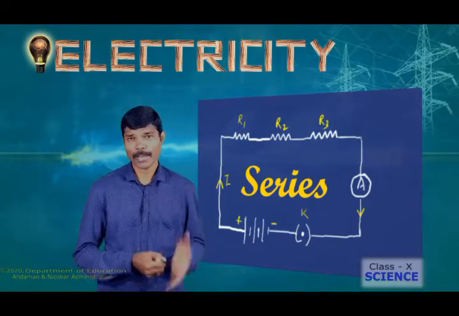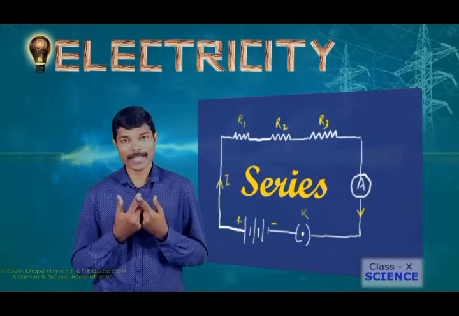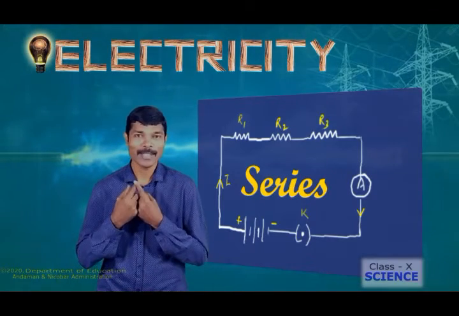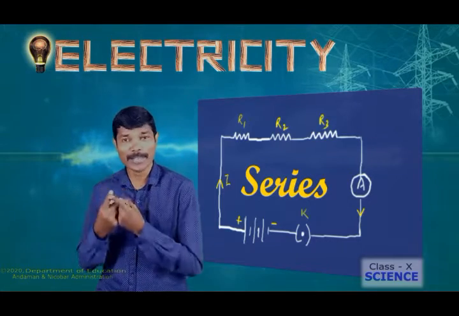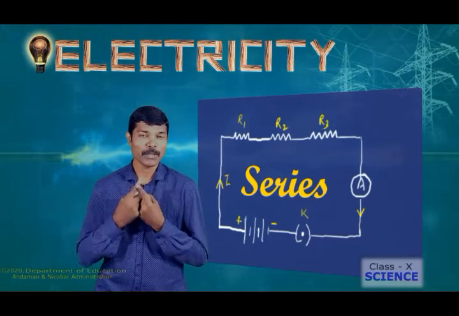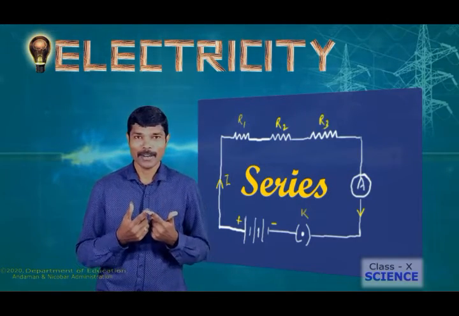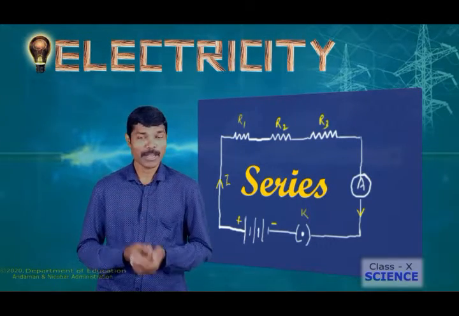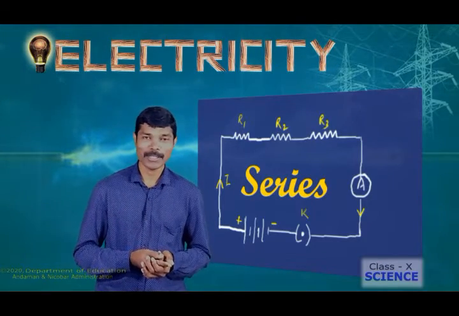Here in series, what happens? The resistors are arranged one after another linearly. Such an arrangement we call the series combination. In series combination, we have seen that the current remains constant, whereas the potential difference across each resistor changes, right? In today's video, we will be seeing why the current remains constant and the potential difference changes across each resistor.